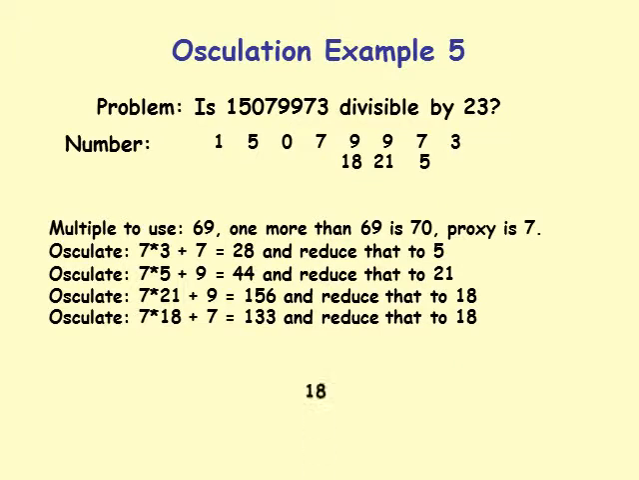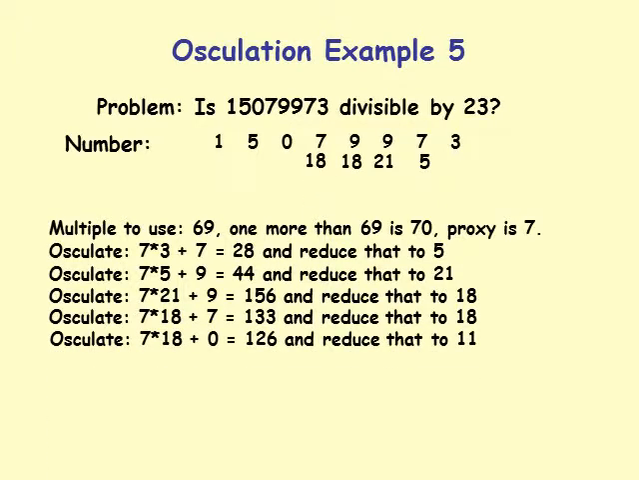All right, let's continue. So now we got 18 here. We osculate that again, 18 on the right and 0 on the left. 7 times 18 plus 0 is 126. We'll reduce that to get 11. 23 times 5 is 115. We subtract 115 from here to get 11 here.